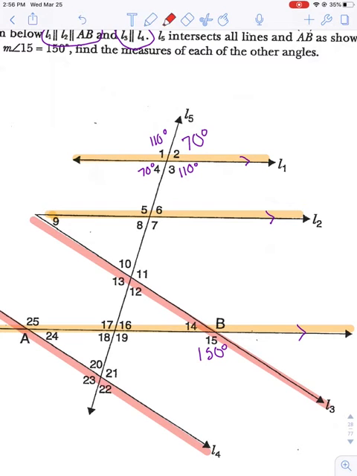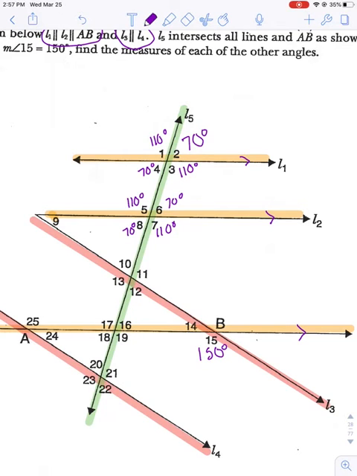Now what's really nice is I'm about to get a ton of answers filled out. If I use this transversal, line 5, and I look at all the places where the green and the orange intersect, not the red, I can copy that cluster because they're corresponding. So 5, 6, 7, and 8 have to be exactly the same because each of these angles has a corresponding relationship with 1, 2, 3, and 4.